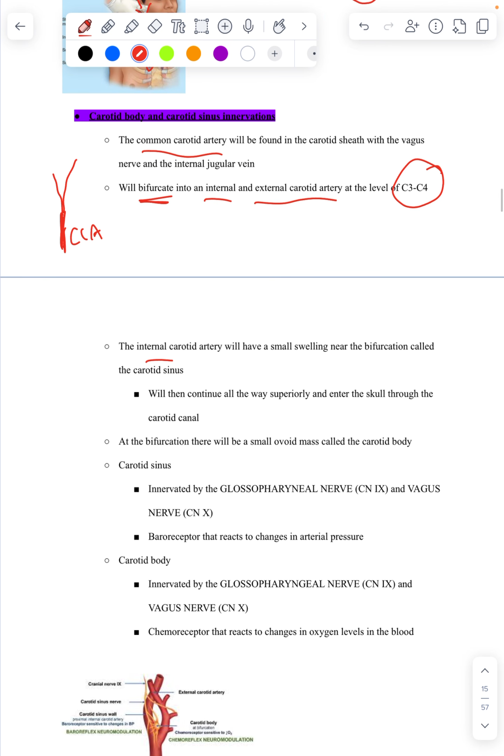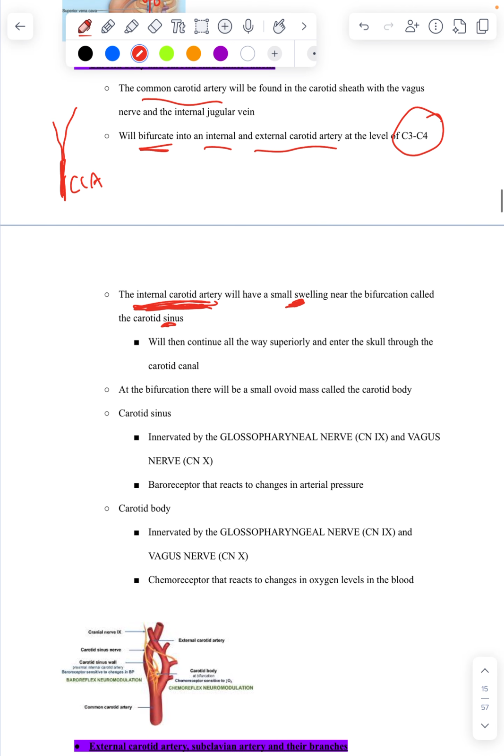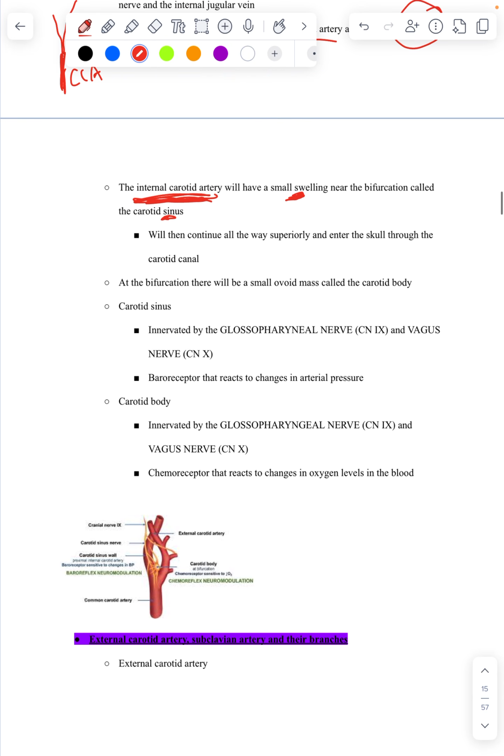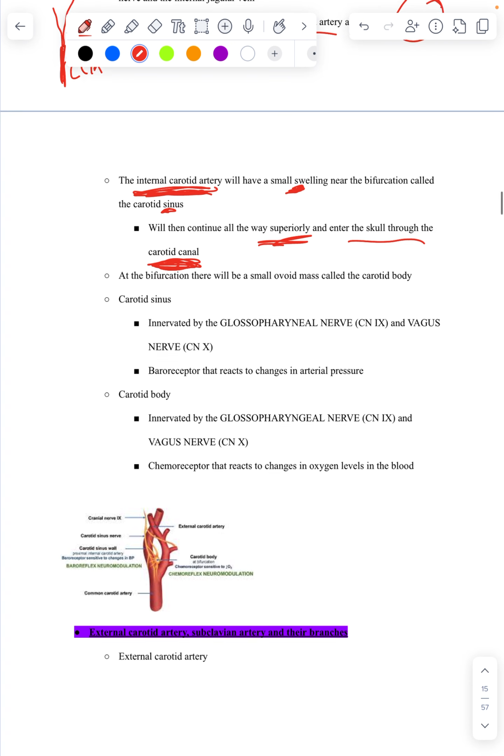Now, the internal carotid artery has a small swelling, S for swelling, S for sinus, near the bifurcation. And then remember we said internal carotid, it's not going to branch off, it's just going to go all the way up and go through the skull, through something called the carotid canal, which we'll see when we're doing the cranial nerve stuff. And then later, eventually becomes the MCA and ACA.